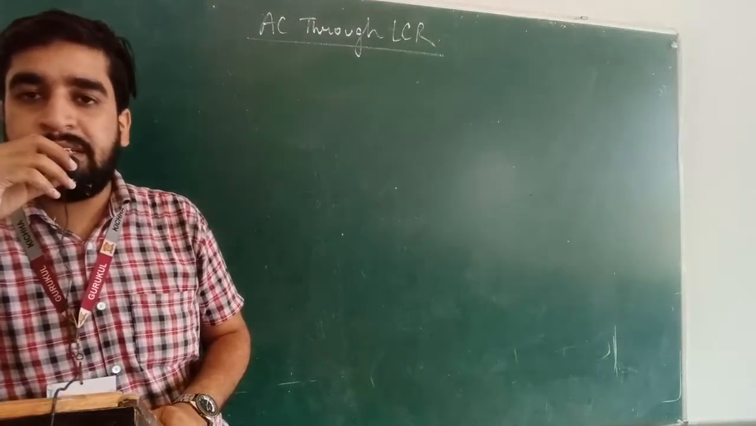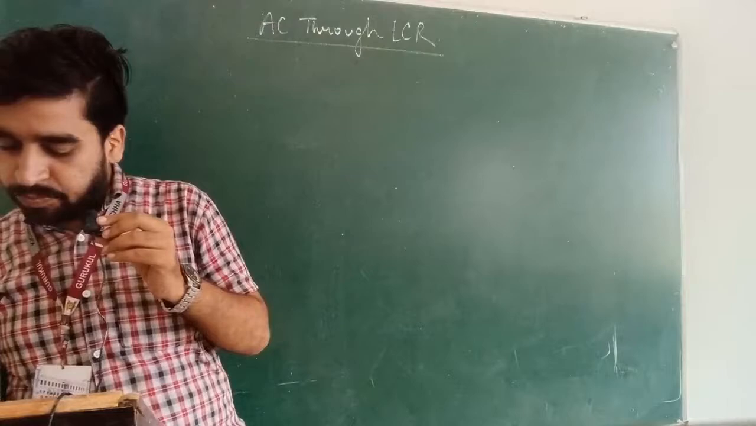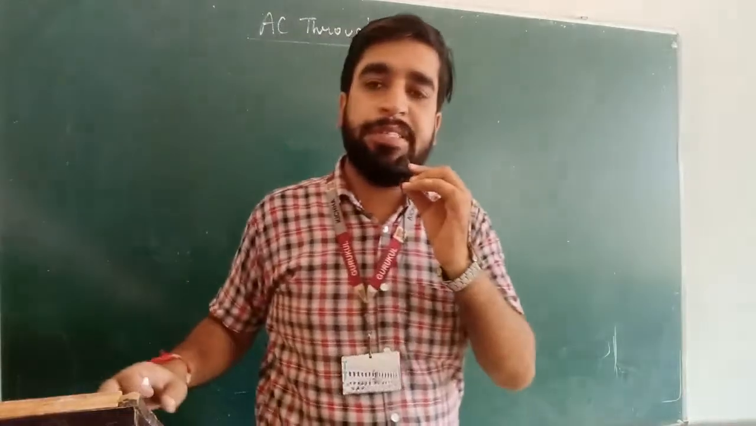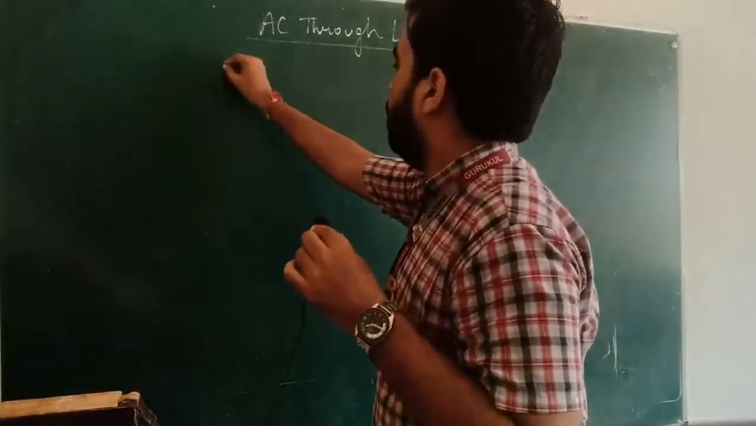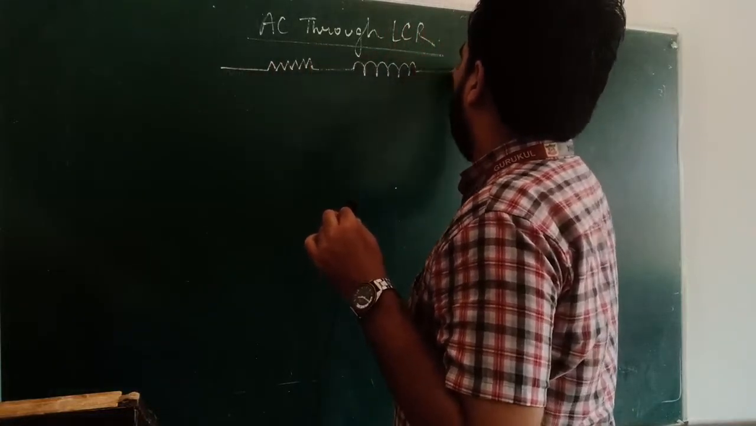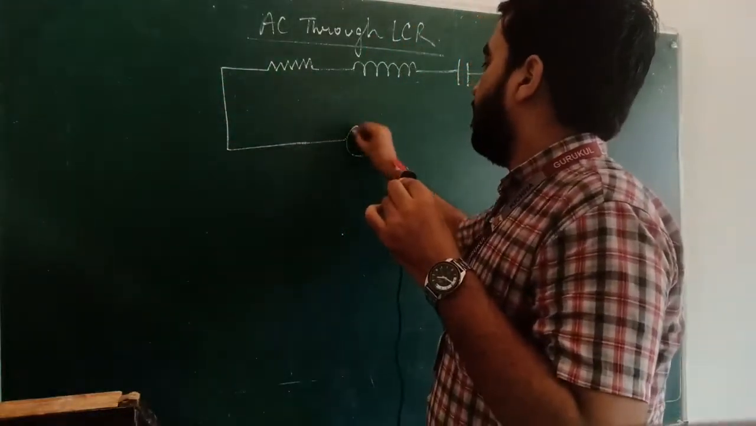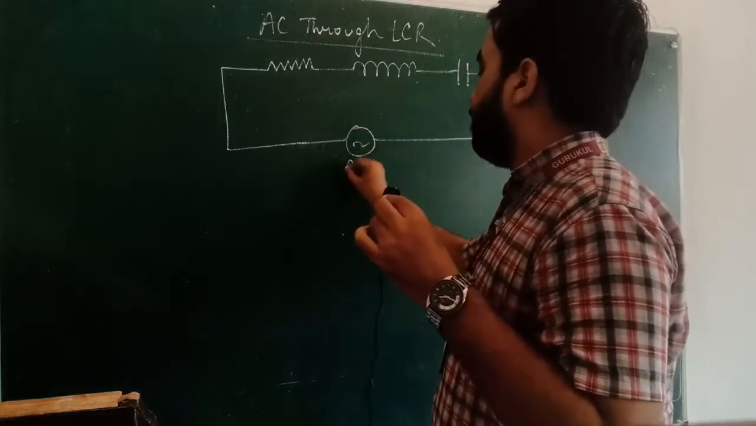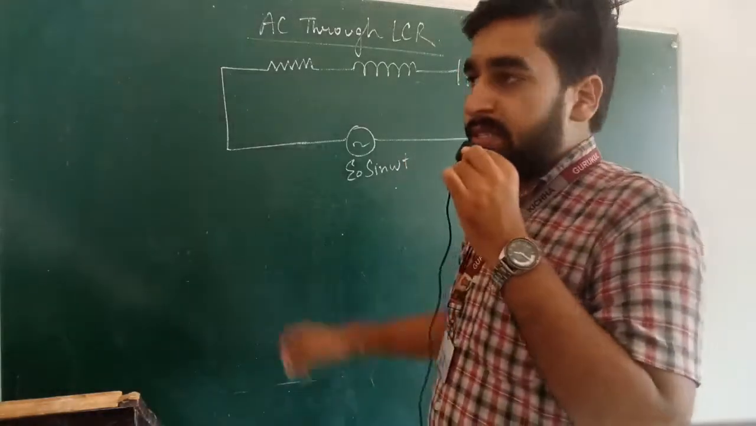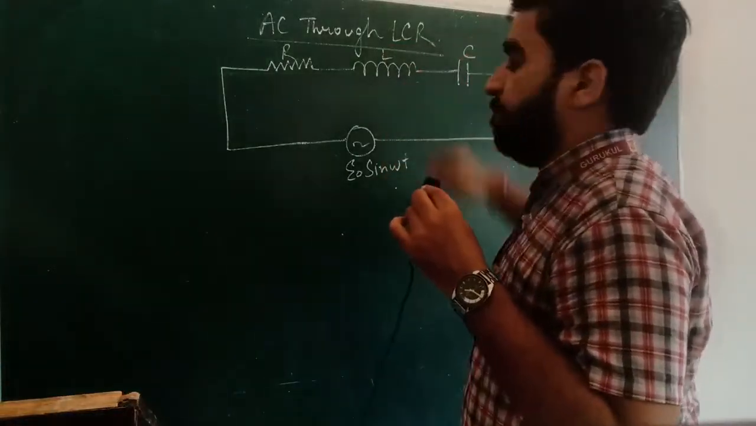In which kind of combination? In series combination. So I am going to draw all three components, resistance, inductor and capacitor, all three in series. So resistance, inductor, capacitor, all in series, and we are passing AC supply through these. What will be the supply? That will be E naught sin omega t. This is resistance R, inductor L, capacitor C.